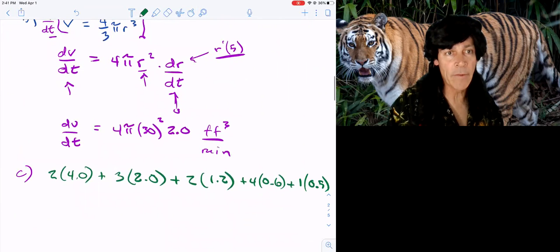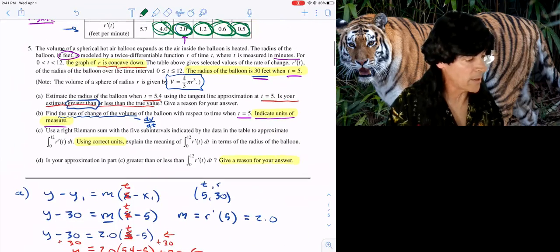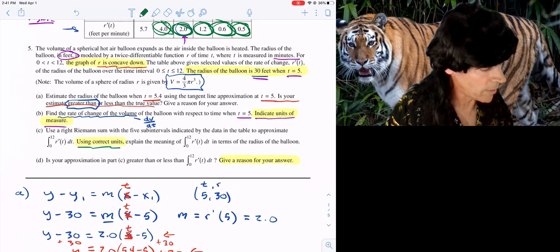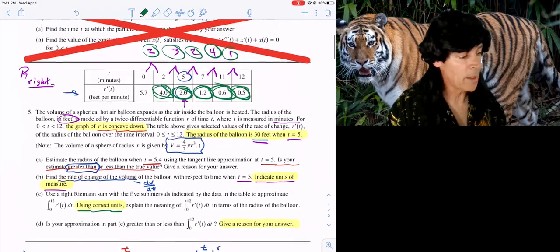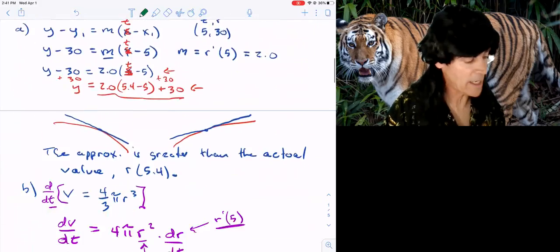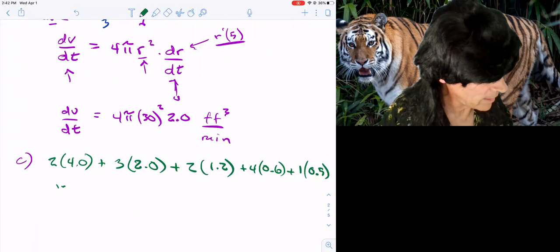You know right there, folks, that's all you need to do for your right Riemann sum. That there's a numeric answer. That'll get you the Riemann sum point right there too. Right Riemann sum using correct units. What are the units going to be? I'm doing feet per minute times minutes. That's going to leave me feet. So I'm just going to put in feet.